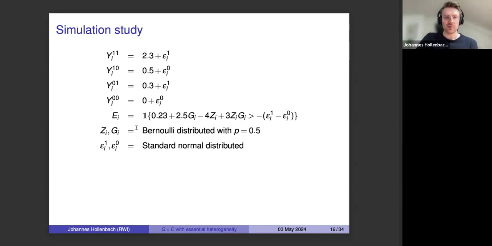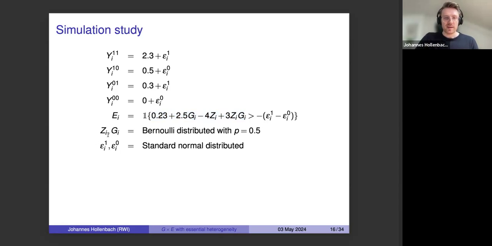E is endogenous to the model. It means that it is subject to G and to Z. And an individual in our simulation would choose E equal to 1 if the gains of choosing E equal to 1 are greater than the cost of choosing E equal to 1. The costs are simulated or are equivalent to these error terms here. And the benefits of choosing E are basically simulated by the first stage regression, which is this, where E is subject to G and Z.